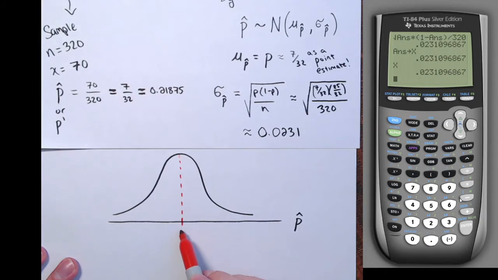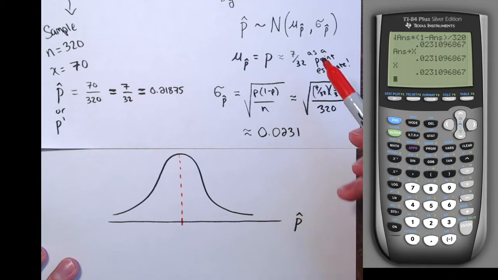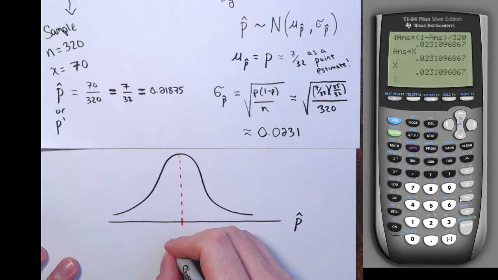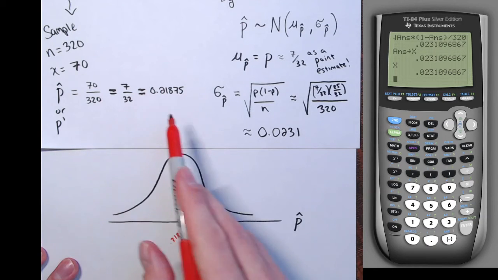Now this should be the value p. This should be the population proportion. But again, I don't know it, so I'm using the sample proportion, 0.21875, in the middle here. The 7 out of 32, this guy.